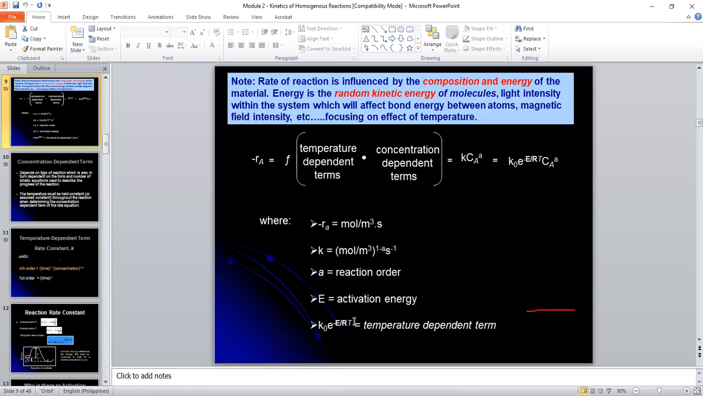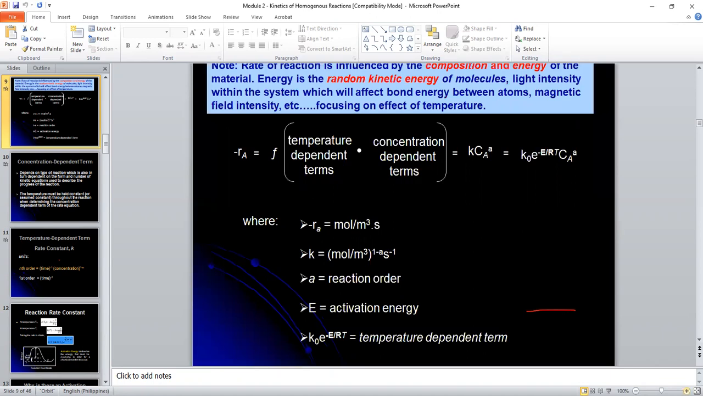Now, the other things that appear in your final set of terms on the right side of your rate expression are defined in here. You could see that your k, your temperature-dependent term, your rate constant, will have a unit of mole per cubic meter raised to 1 minus a, where a is the reaction order, whatever that order is. It could be 1, 2, 3, or 1/2. So it is dependent on that, and s is raised to -1.